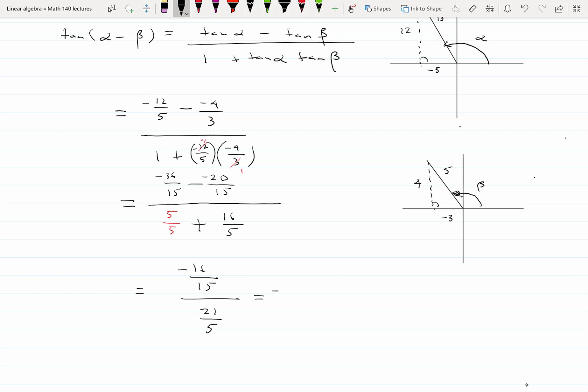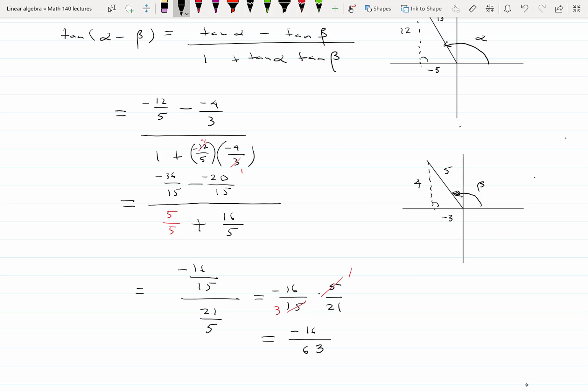And we're going to invert and multiply to drive this home: 5 over 21. Maybe draw a little cross cancellation. 5 divides into itself once, into 15 3 times. I don't think any other cross cancellation can occur. So we end up with negative 16 over 63, I believe. Yeah. Okay. And that's the value of the tangent of alpha minus beta.